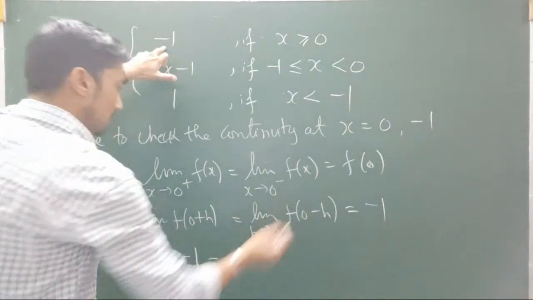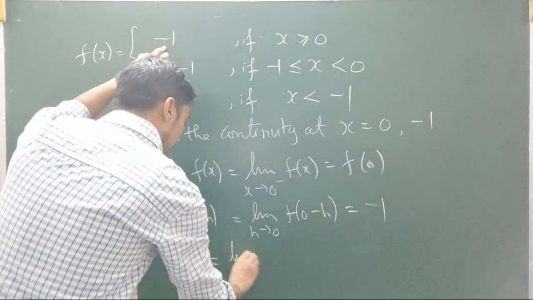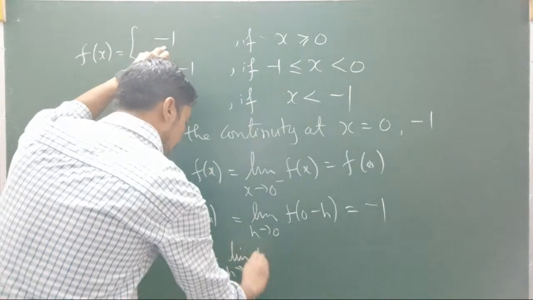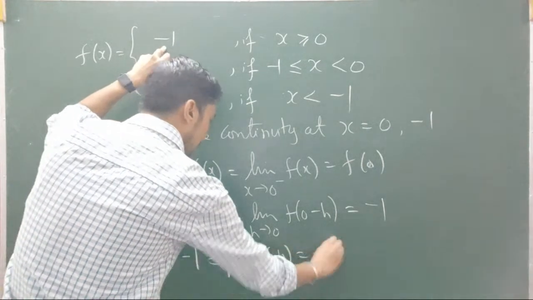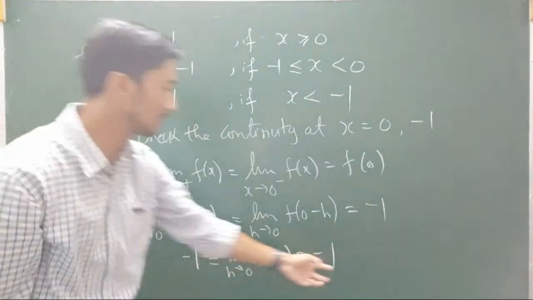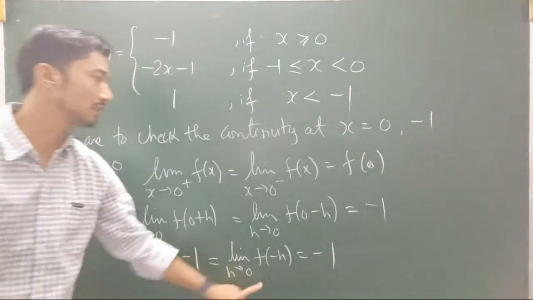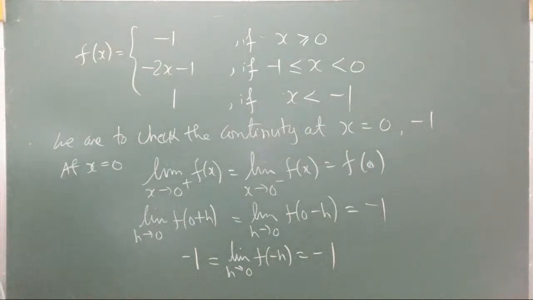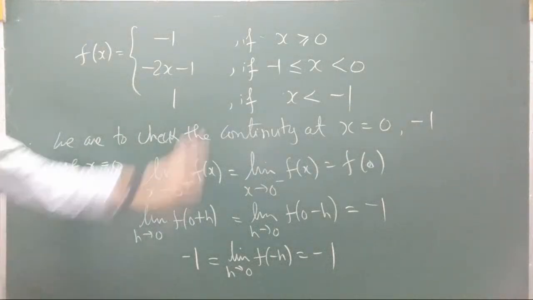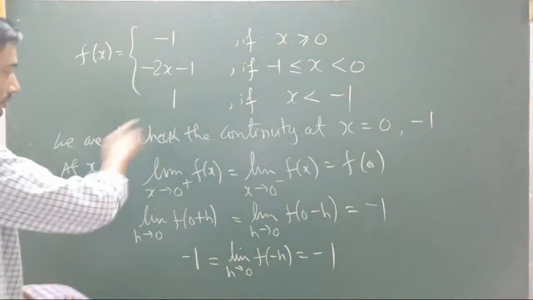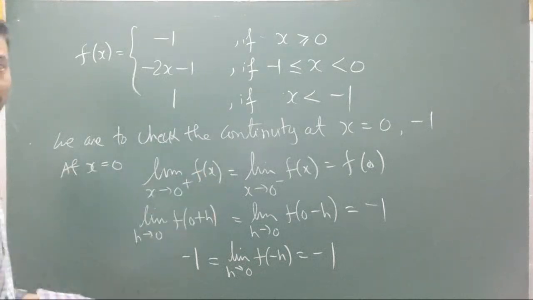This one only we'll have to solve. That is okay. I'll just rewrite that once again. Limit as h tends to 0, f of minus h is equal to minus 1. So you can see we are almost getting, we just have to confirm with this one. So I don't want to be rubbing this part, so I'll just manage here. So kindly write it down quickly.